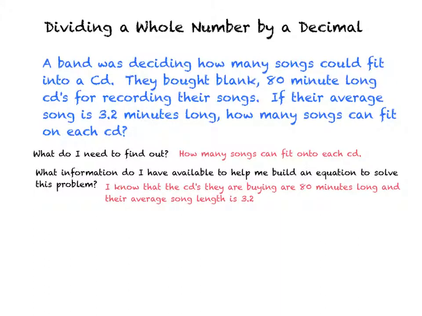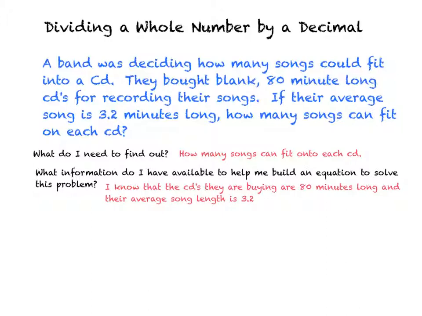What information do I have available to help me build an equation to solve the problem? Well, I know that the CDs they are going to buy are 80 minutes long, and I know that their average song length is 3 2/10 minutes long. The information's right here. They bought blank 80-minute long CDs. Their average song is 3 2/10 minutes long. So that's my information.